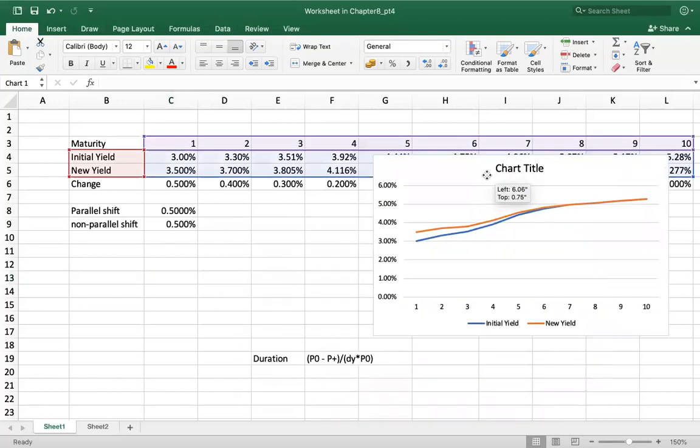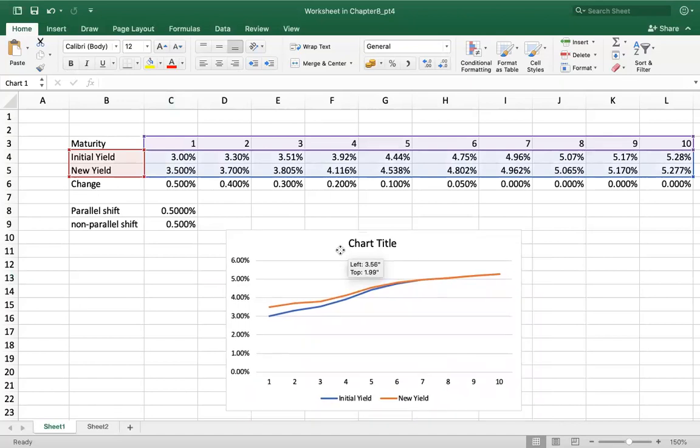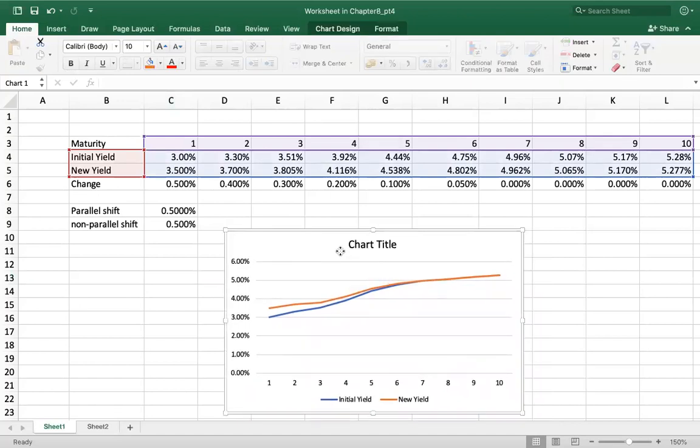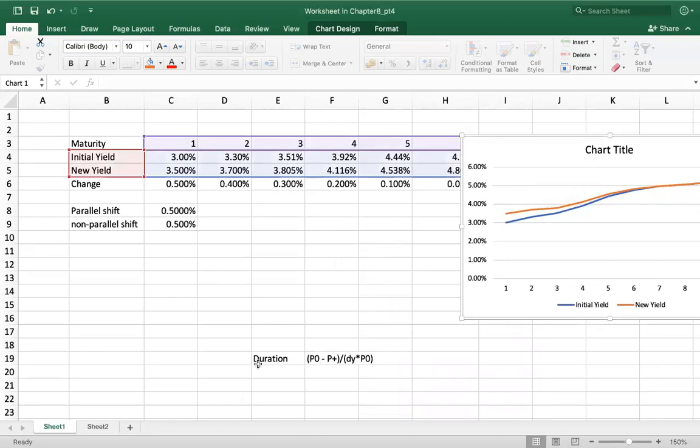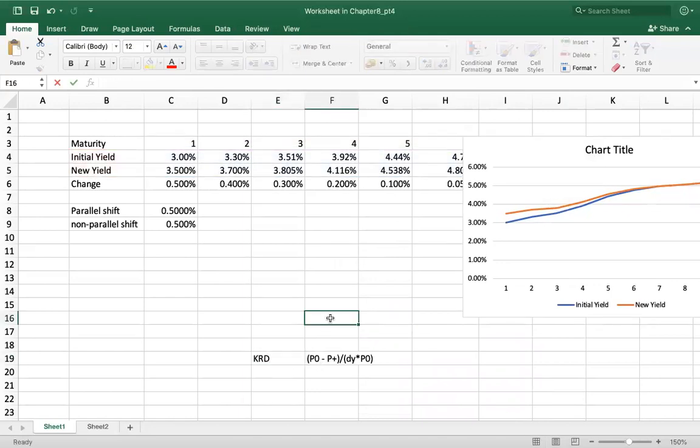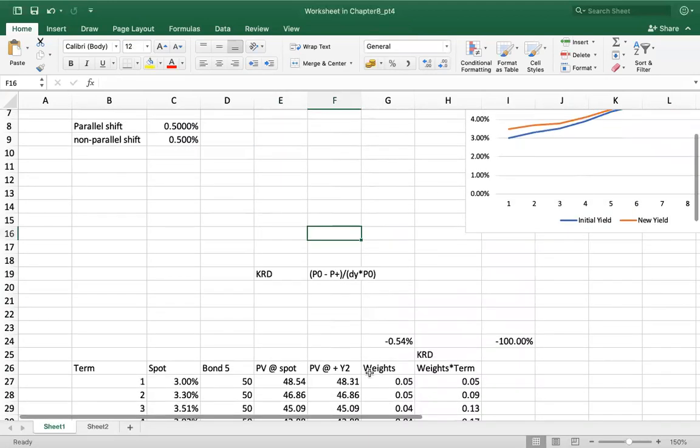Okay, so what we mean here by the key rate duration. As already explained, the key rate duration is the change in the spot rate for a particular key maturity and determining the sensitivity of a security or a portfolio to this change, holding the spot rates for other key maturities constant. The formula we use for this key rate duration is (P0 minus P+) divided by change in Y times P0, right?